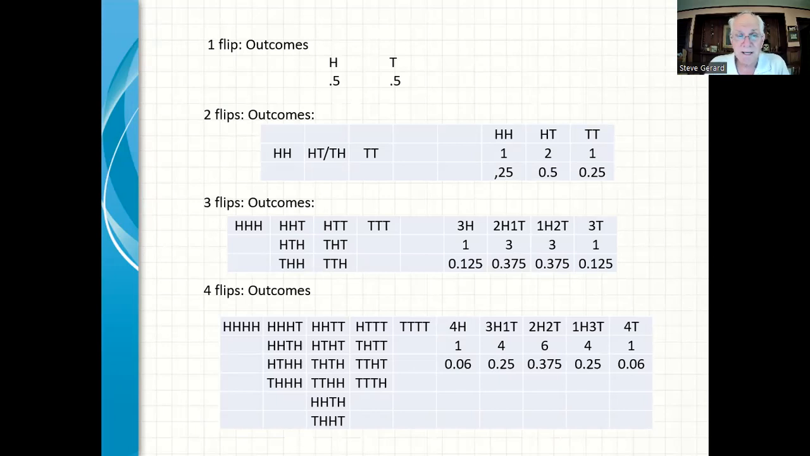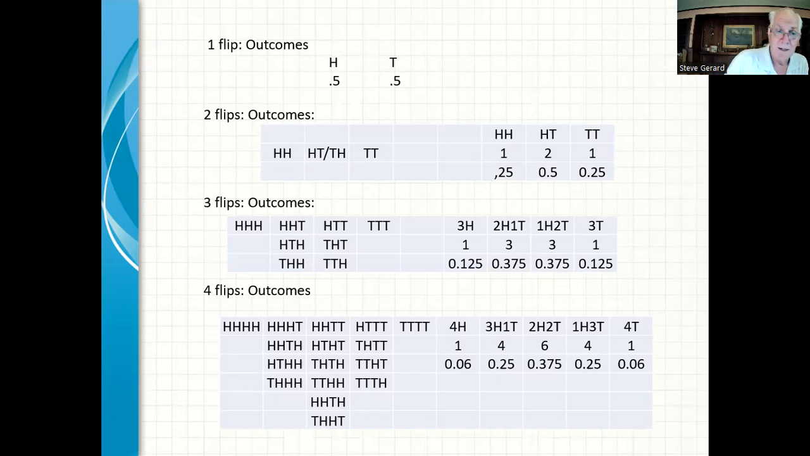3 flips: the HHT, HTH, and THH permutations go into a combination category, which is 2 heads and 1 tail. And those 3 divided by 8 gives you 0.375. That's the probability there. That's how I'm getting the probability numbers for a binomial distribution with 3 attempts, which gives 8 outcomes.